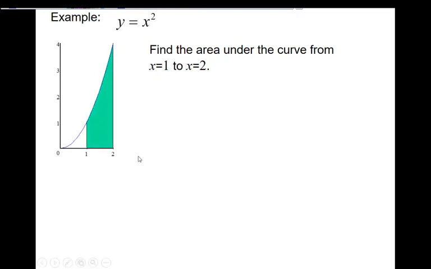Okay, to set up my definite integral, I'm starting at 1, I'm ending at 2. So my function f of x is x squared dx, beginning at 1, going to 2. Based on what we just learned, we are going to first find the antiderivative. So the antiderivative of x squared is 1/3 x cubed.